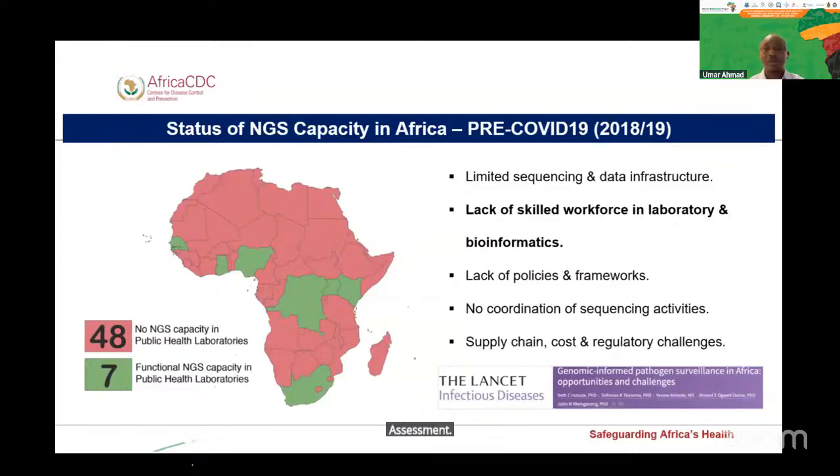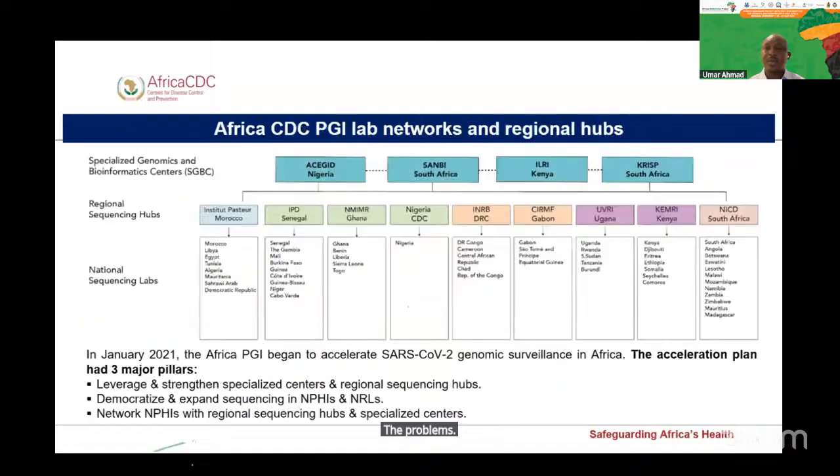With support from some partners, we were able to come up with the problems. And those problems helped us to establish, through the APRO network, the Africa CDC lab networks and regional sequencing hubs. As you can see on my screen, we cluster the specialized genomics centers. In the western part, we have SGIT, based in Nigeria at Redeemer's University. We have SANBI in South Africa, ERI in Kenya, and CRISP in South Africa as well. So we cluster those countries with little or no capacity to some specific institutions that we call regional sequencing hubs.